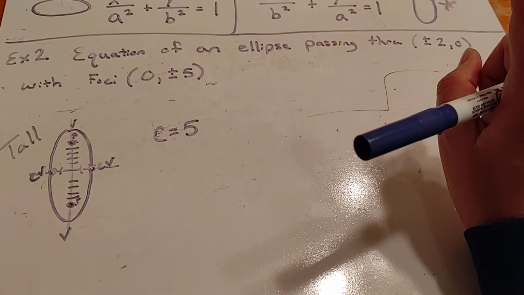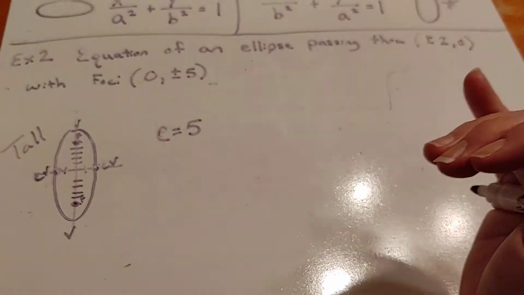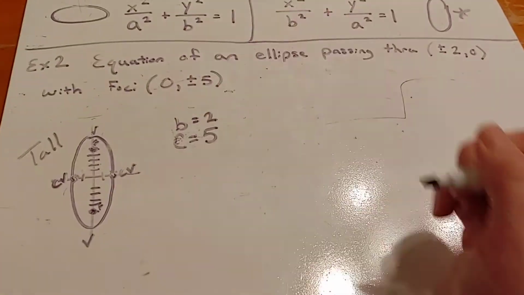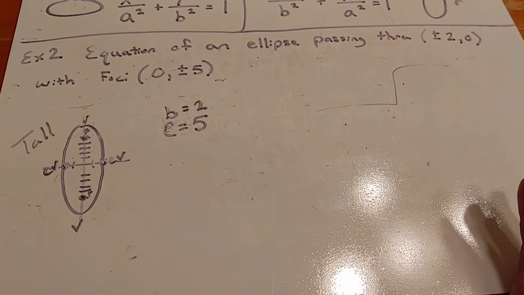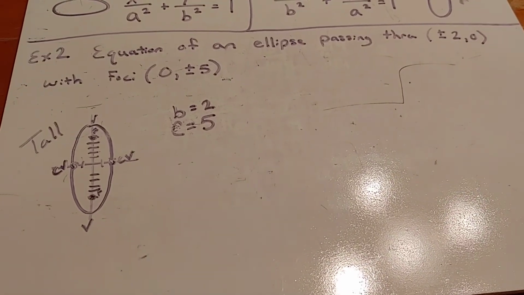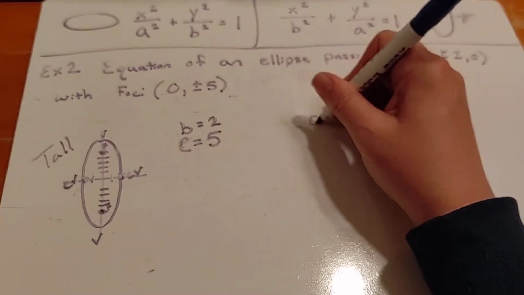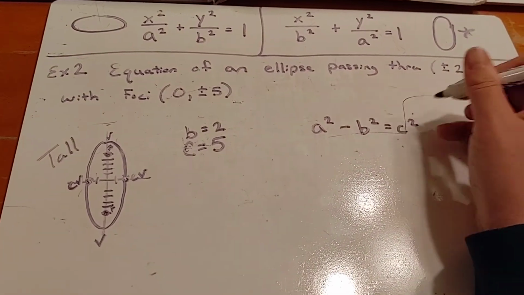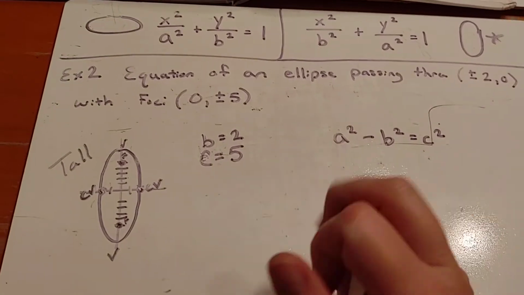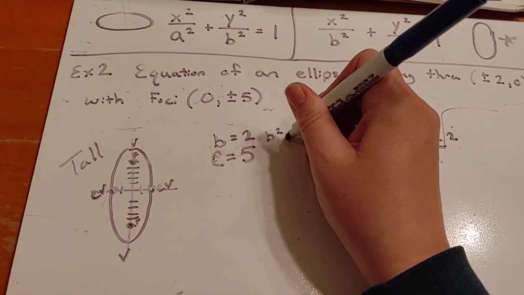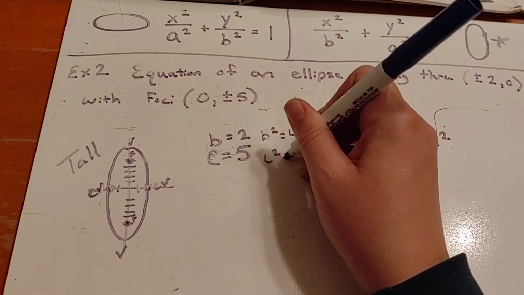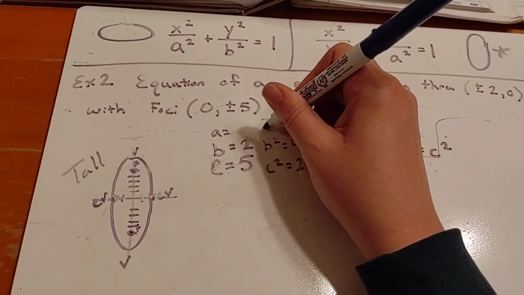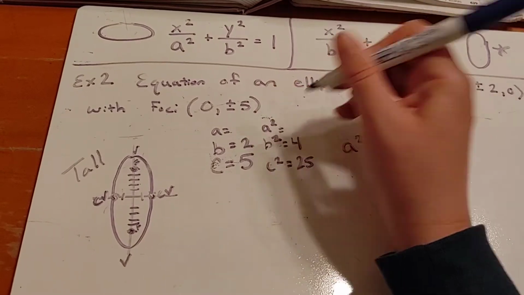So the distance from center to co-vertex is B. So that means B is 2. So I have C, I have B. I don't have A, but I'm going to use my equation: A squared minus B squared equals C squared. Let's go ahead and square these so we have something to work with. So B squared is 4, C squared is 5 squared, or 25. I'm looking for A, and then I'll be looking for A squared right after.